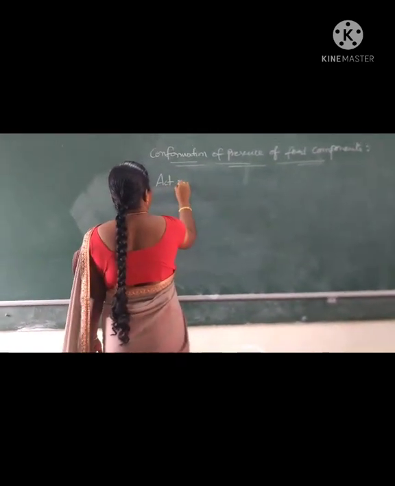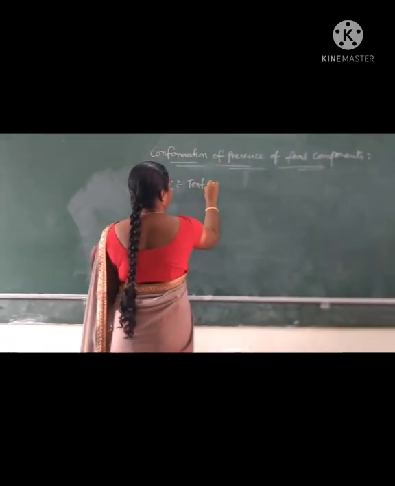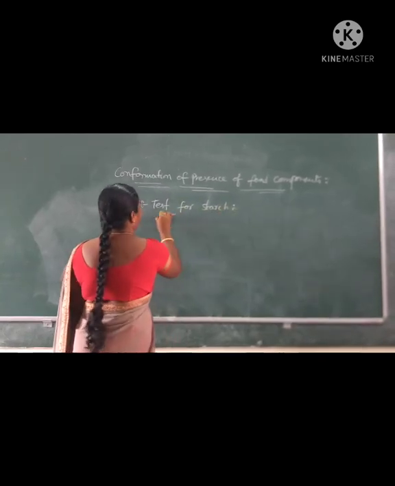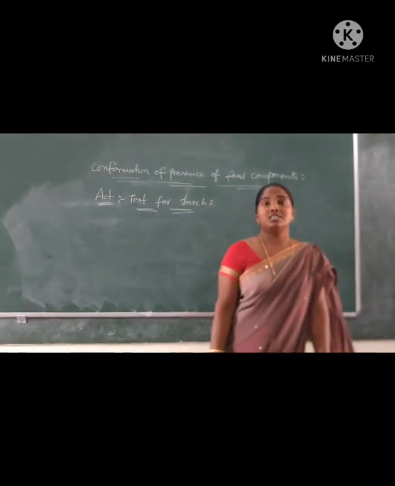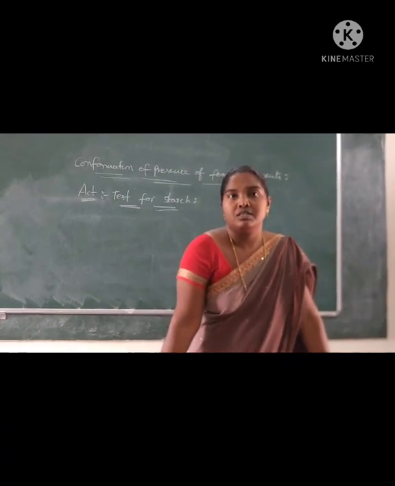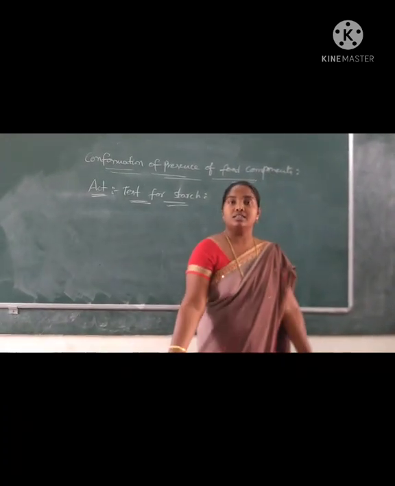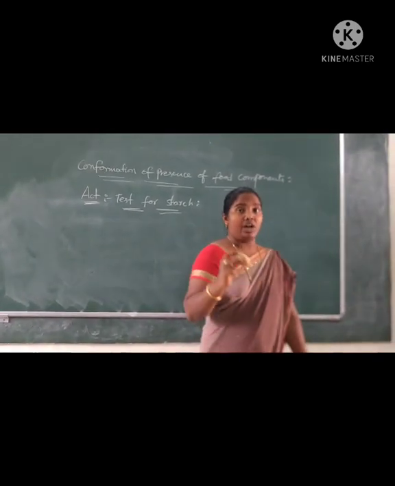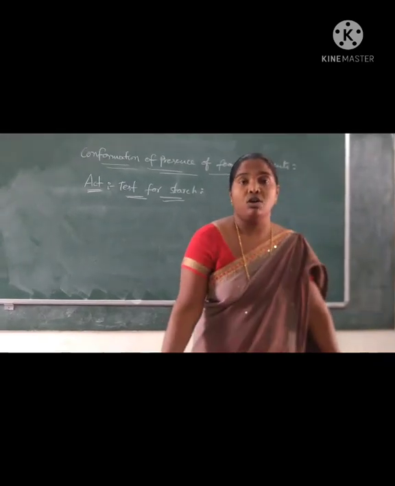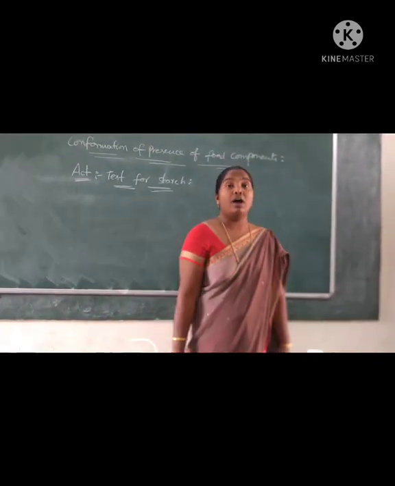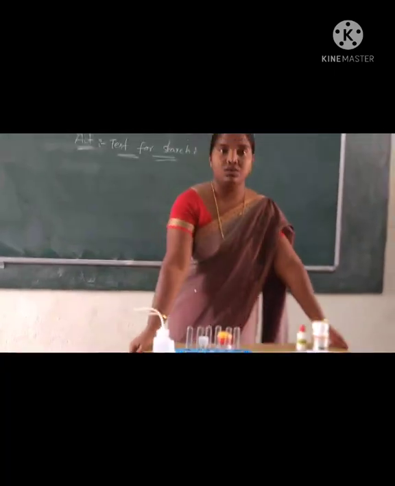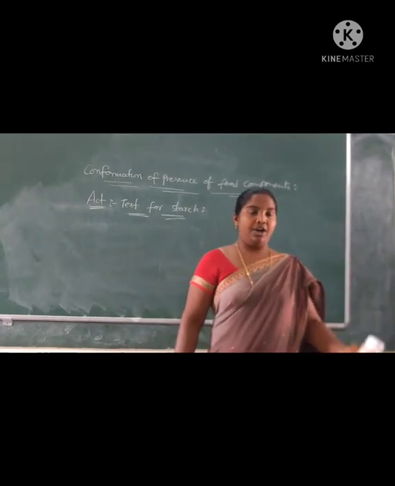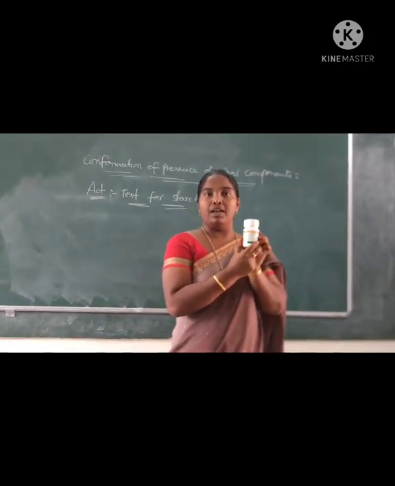Activity: test for starch. How to test for starch in a substance? I also take potato or rice; these are all tested for starch. First, you have to prepare iodine solution. How to prepare iodine solution? Take potassium iodide pellets.